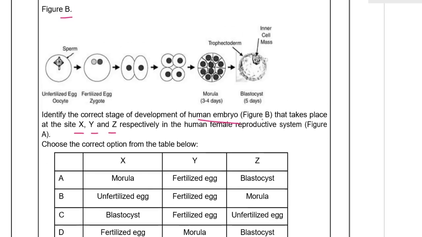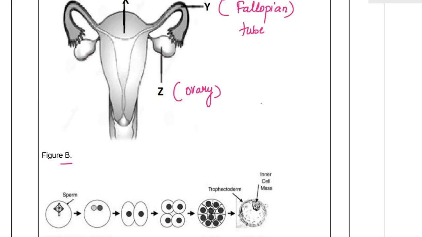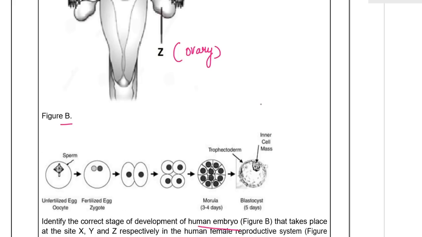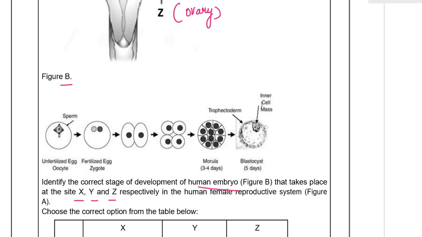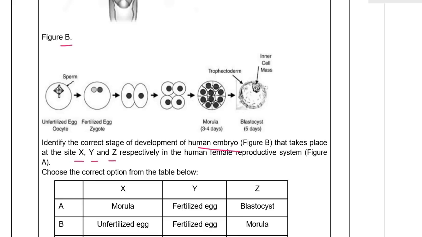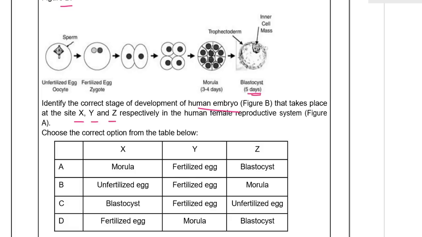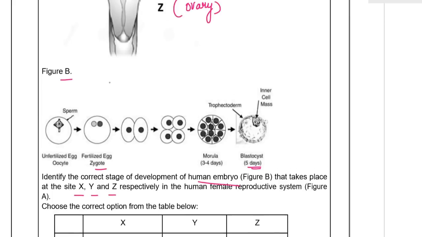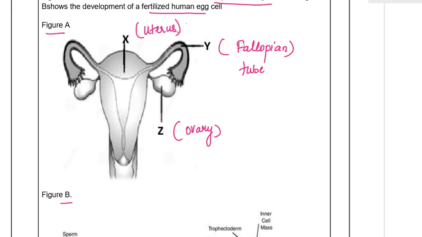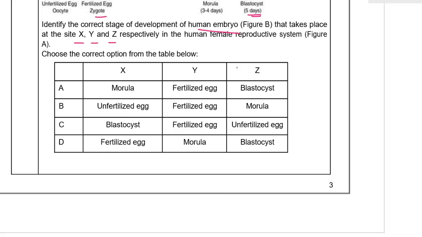So which of these are the sites: which will be in the ovary, which in the fallopian tube, and which in the uterus. So for X, the uterus, this is the blastocyst stage, that is after fertilization. First of all, fertilized egg. Where does fertilization take place? You have studied this very well. Fertilization takes place in the fallopian tube. So obviously the male and female egg cell fusion will happen, sperm and egg cell. So it will be a fertilized egg.